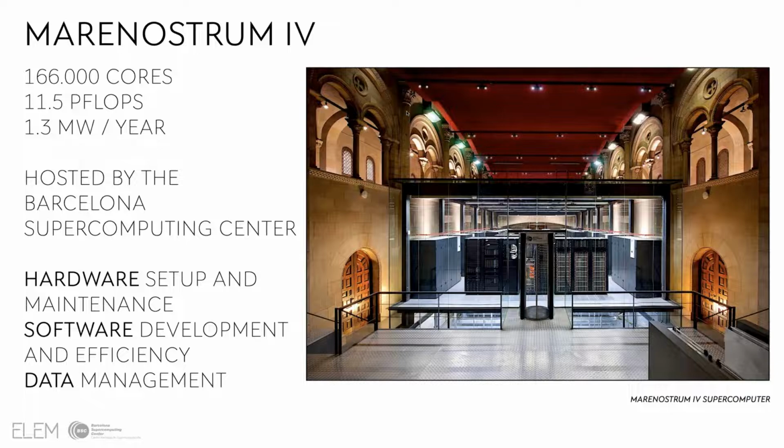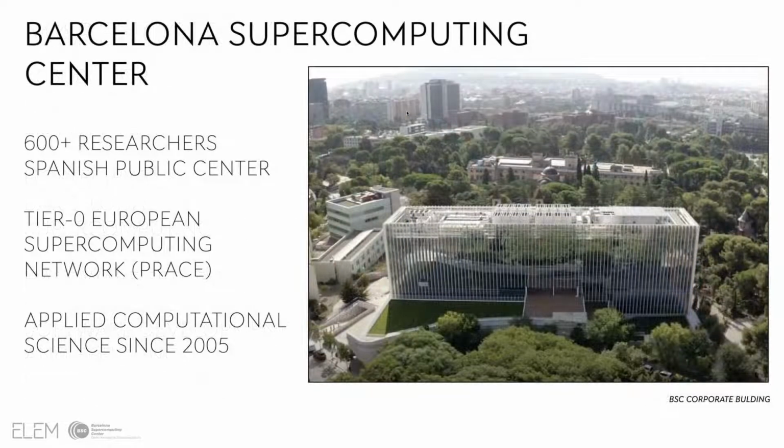So at the next layer is Barcelona Supercomputing Center, which is hosting this computer. So BSC is located in Barcelona. We are more than 600 researchers. It's a Spanish public research center. We've been doing applied computational science since 2005, when it was created. This is the picture. You see our new building, which was finished a few months ago in Barcelona, in the upper part of the city.